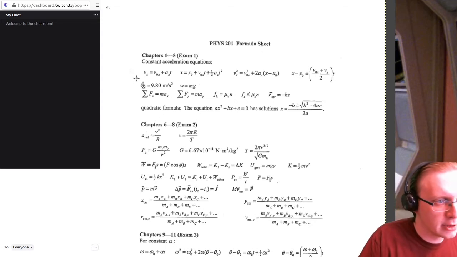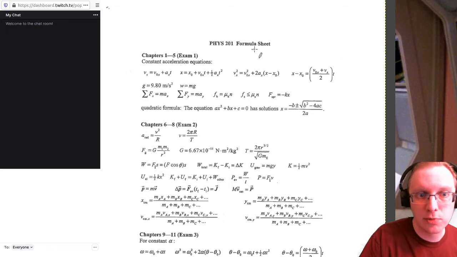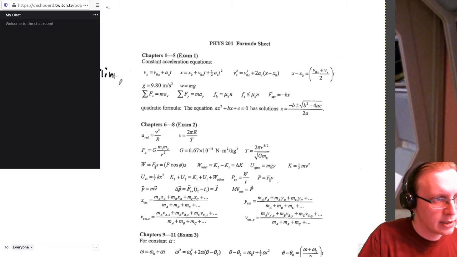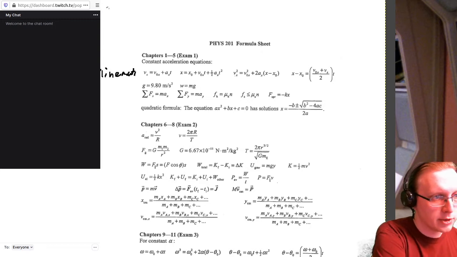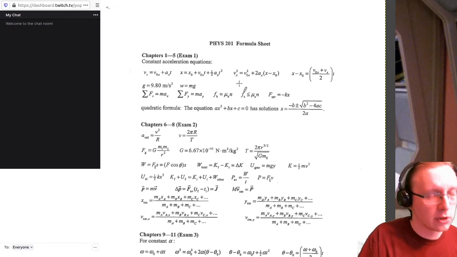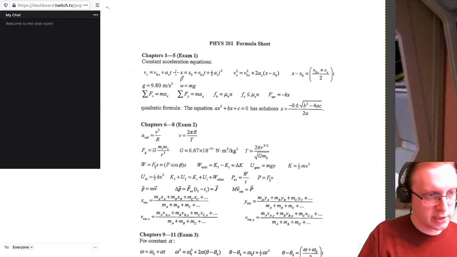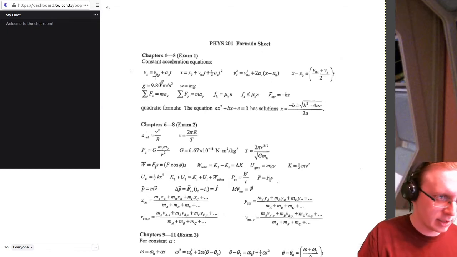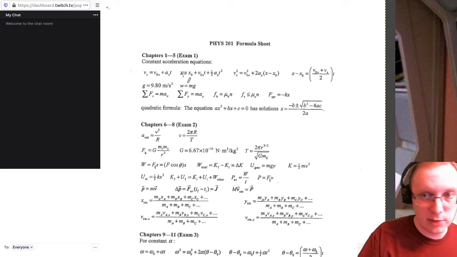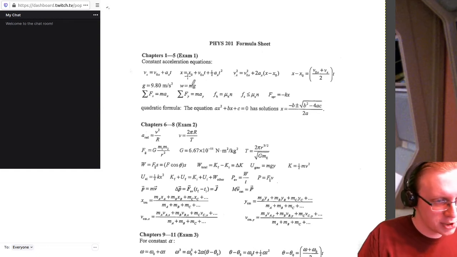The first row here, these are called the kinematic equations. Basically, what they do is describe motion. For us, they are all for constant acceleration. So here we have our velocity given initial velocity, acceleration, and time. I call this the velocity equation because it tells us what velocity is. We have the position equation. This tells us what our position is given an initial position, initial velocity, and an acceleration.